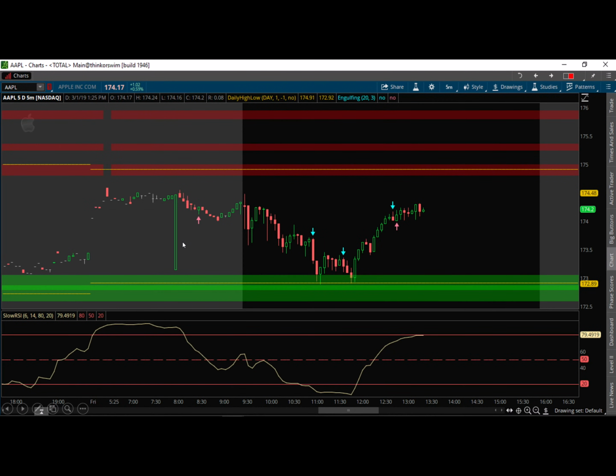Here's another example with Apple that fell to a dual demand slash support level. Bounced down, popped up for a good hour or so, retraced back to the level and held. The RSI was oversold the entire time, and then Apple took off, almost giving you a $2 move within an hour and a half.